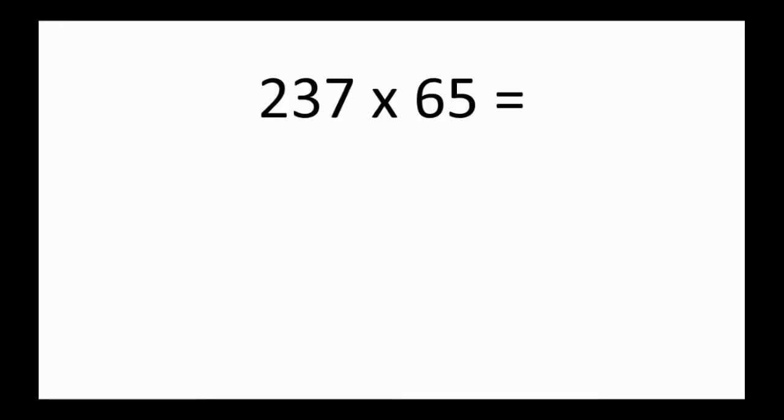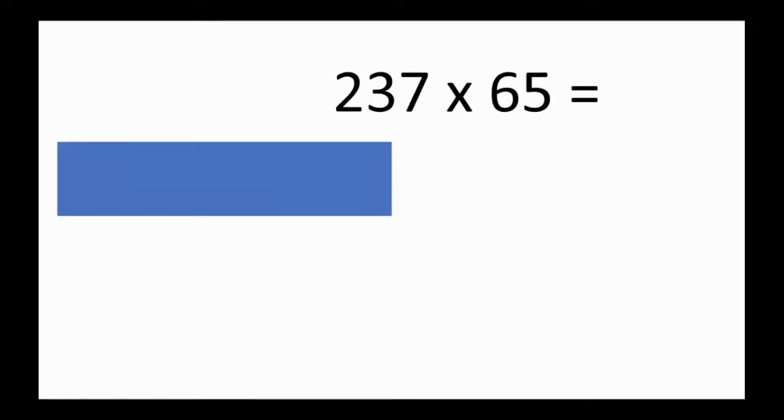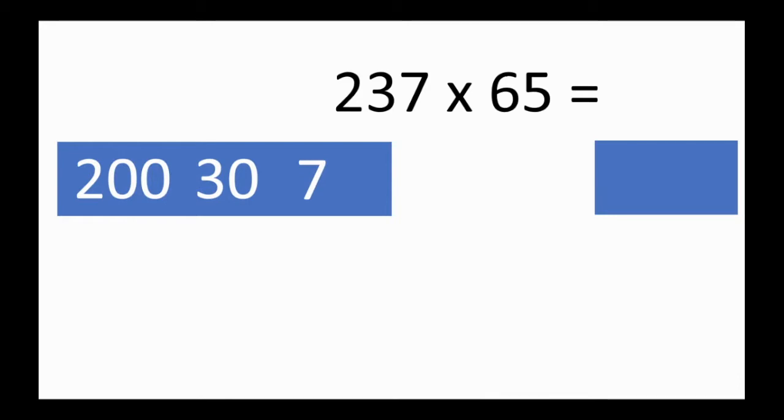So if we take 237 and multiply by 65 and use the grid method to help us work this out, we take the 237 and split it into its place value parts. So it becomes a 200, a 30 and a 7. And we do the same with the 65. This becomes 60 and 5.